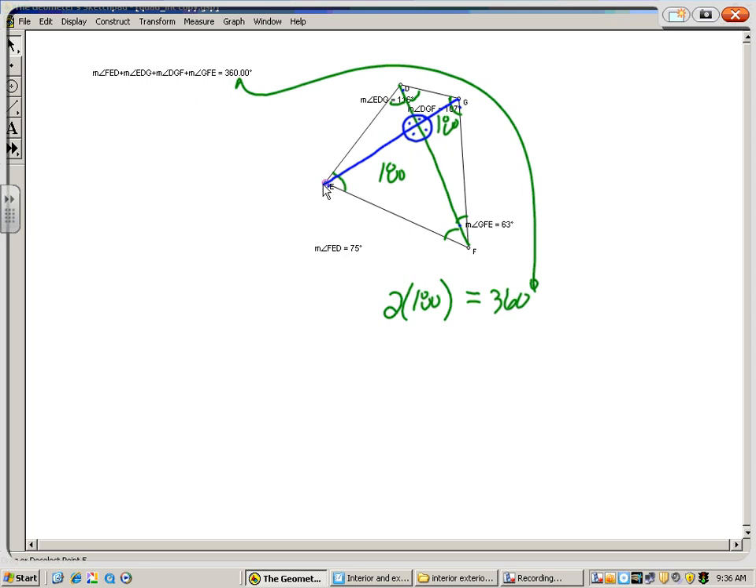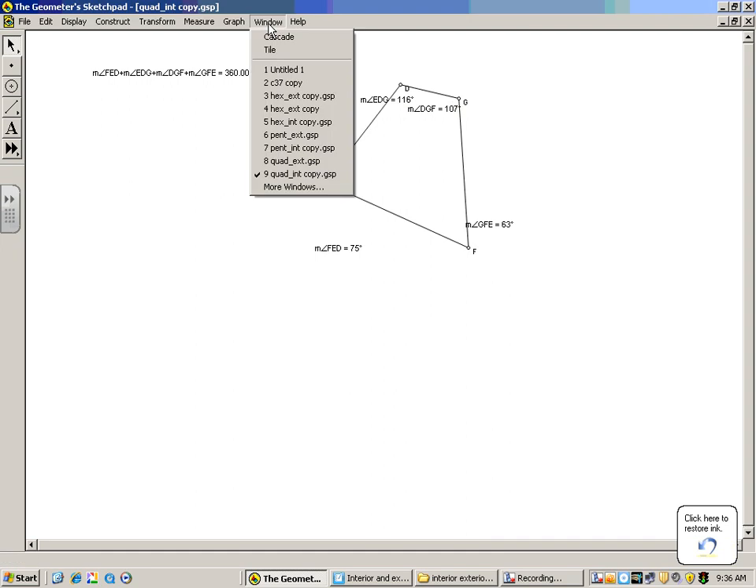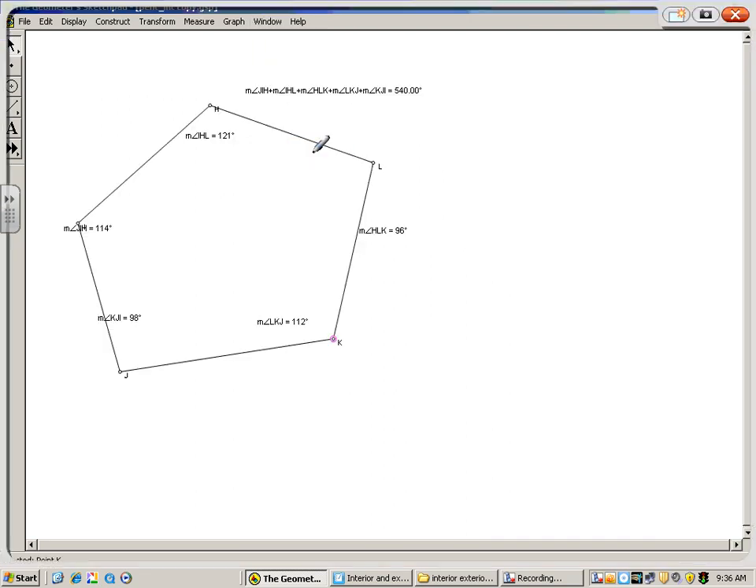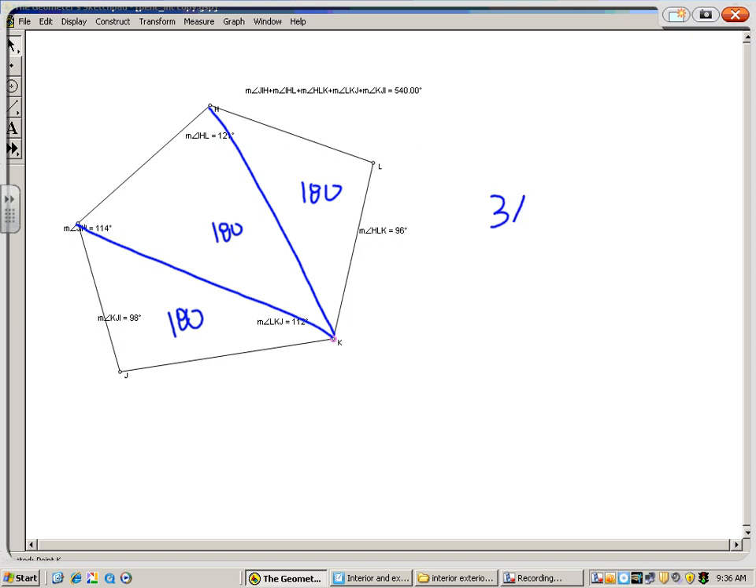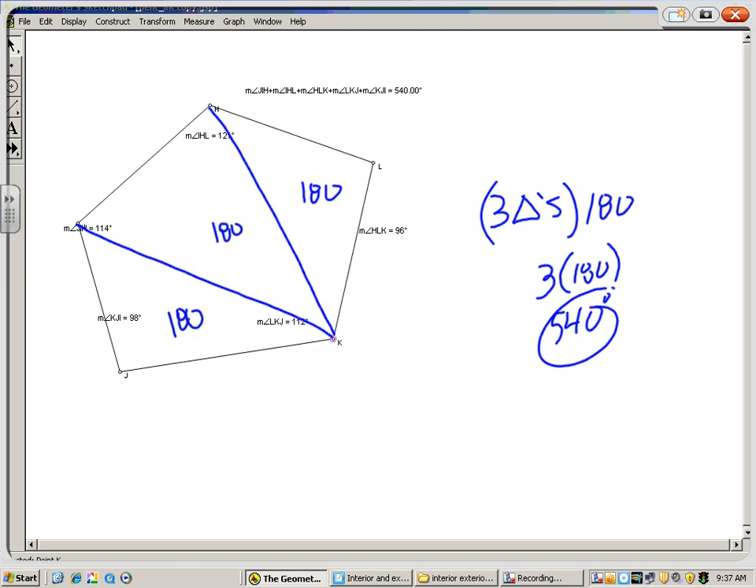But on a pentagon, when I come up here on a pentagon's interior angles, I'm going to have one triangle right here, but if I would draw in the other diagonal from that same vertex, how many triangles do I get? 3 triangles, right? How many sides were there? 5, 3 triangles. Every triangle has to be 180 degrees. 3 triangles times 180 degrees is 540 degrees.